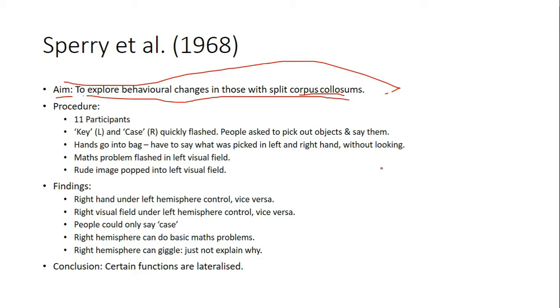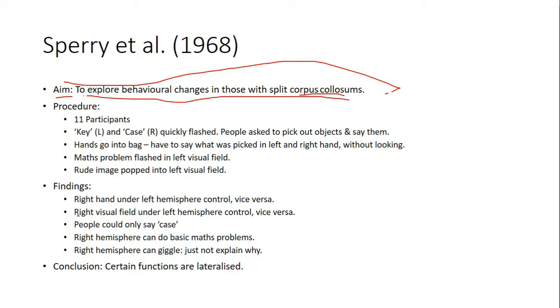So a maths problem was flashed in the left visual field, so it would go into the right hemisphere, and a rude image was also popped into the left visual field, so it would go into the right hemisphere. So the findings here, I'll go through what actually happened. People could only say case. Now that's because the right visual field is controlled by the left hemisphere, so it goes in the left hemisphere, and when a person has to say it, they see case and they say case, but they can't say key because the right hemisphere doesn't do language. Key would go in the right hemisphere, but they couldn't say it.